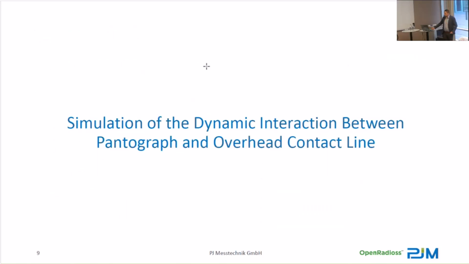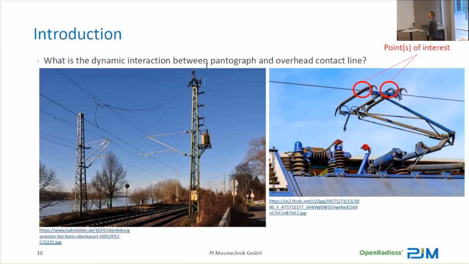Let's come to today's topic. It's the simulation of the dynamic interaction between pantograph and overhead contact line. To talk about this topic, we first of all have to know what an overhead contact line and what a pantograph is. Maybe if you ride a train or walk by train lines, you see these kinds of structures. These are the wires where the electricity goes through. And here you also have the pantograph, which is basically taking the electricity from the wire to the vehicle. So you don't need batteries, you just ride with the electricity you get from up there.